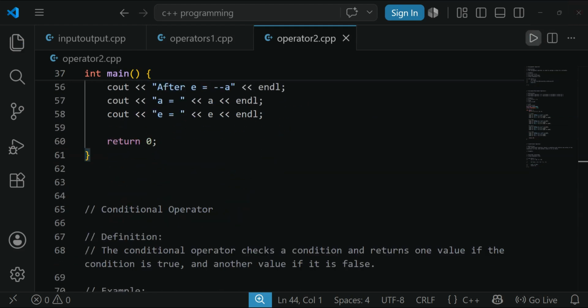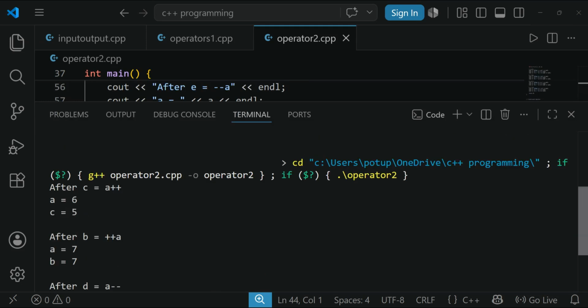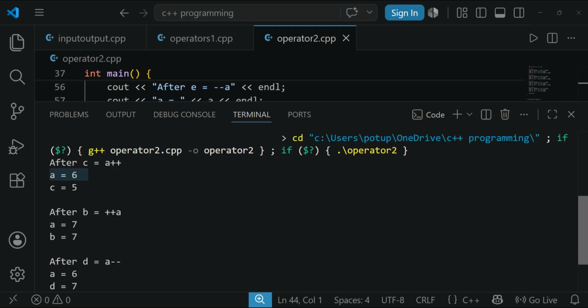Let me run the program. Here you can see, after C is equals to A plus plus operator has been done, A has been incremented to 6. But C is still 5, because C will initially store the value of A. After that, the A value has been incremented. Coming to here, B is equals to plus plus A, no? B will store the value of A, but at that time the A has already been incremented. So both the values will be the same, that is 7 and 7.